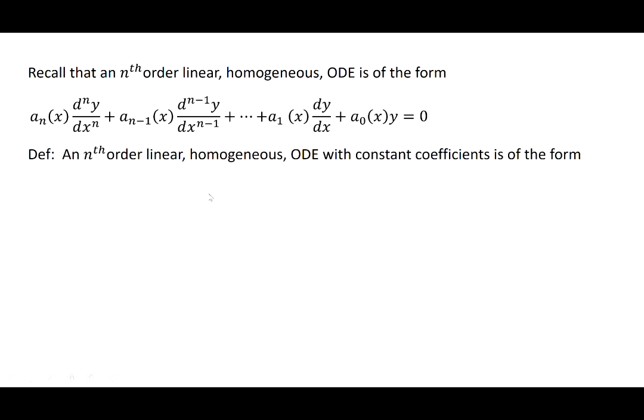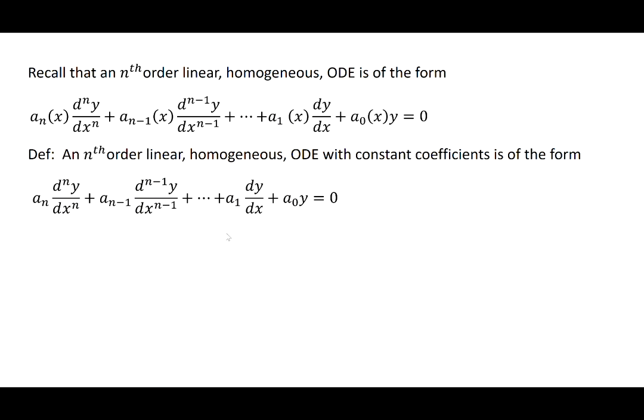And the only thing is, we now are going to introduce something called nth order linear homogeneous ODE with constant coefficients. Okay, what does that mean? These a sub n of x, a sub n minus 1 of x, and all of these, they're not going to be any arbitrary functions of x. They have to be constant specifically. So that changes the thing to a sub n, not a sub n of x. A sub n is just a number, a constant. Similarly, a sub n minus 1, all of these are constants.